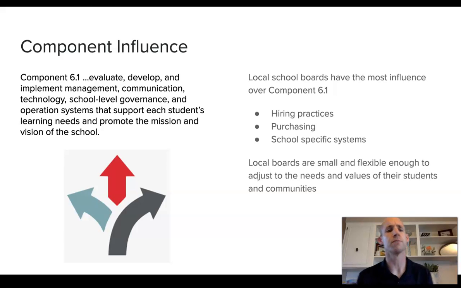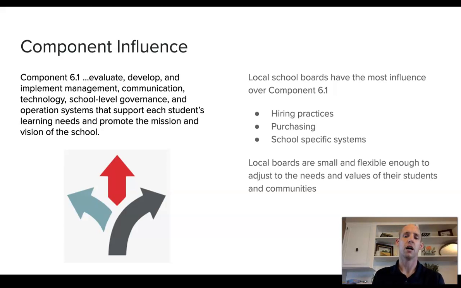So component influence. Component 6.1 there, local school boards have the most influence over component 6.1. Evaluating, developing, implementing management, communication, technology, school level governance, and that's really where I focus there. School level governance goes to local school boards. Those operation systems that support individual students, that support learning needs. Local school boards are going to influence that through hiring practices. They're going to influence that through purchasing, what they purchase, what they spend their money on, and then through those school-specific systems.